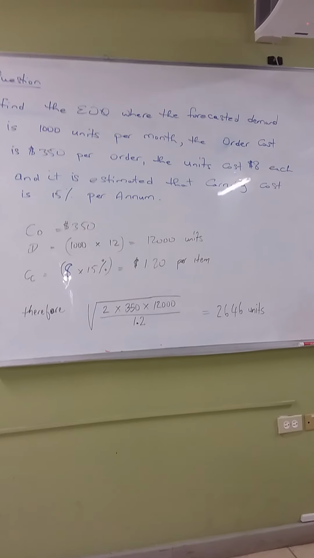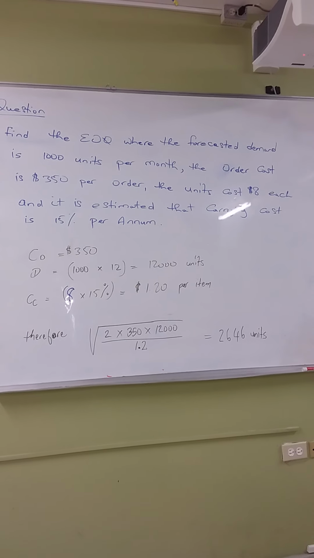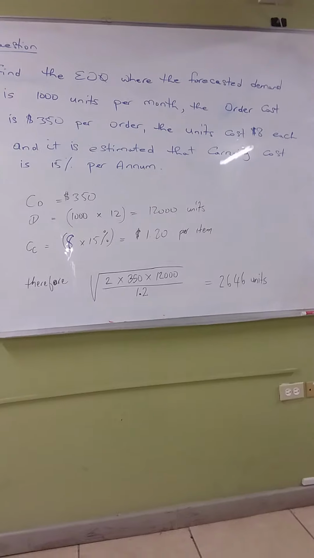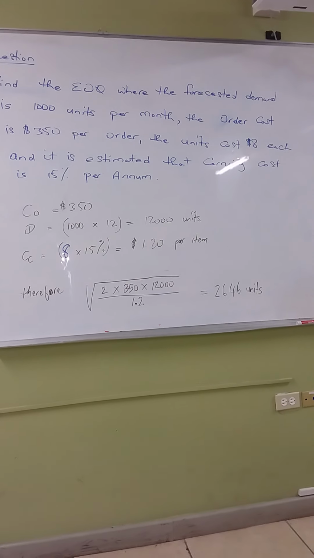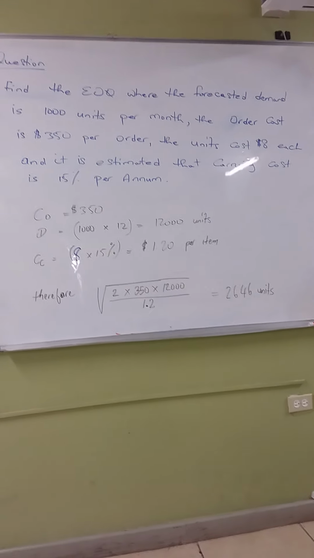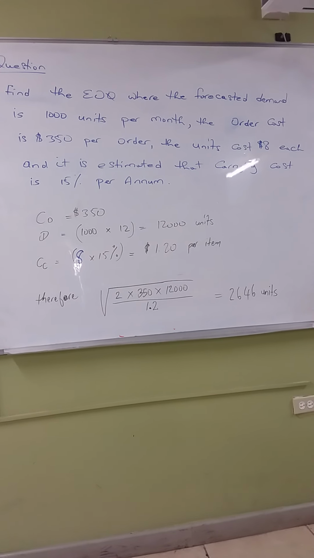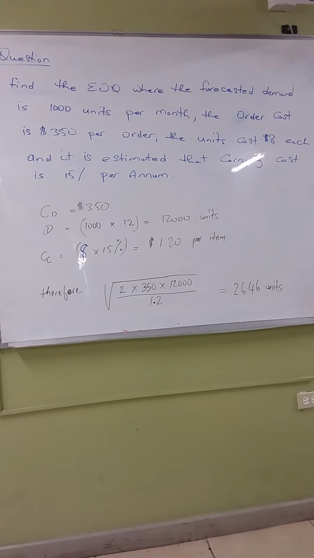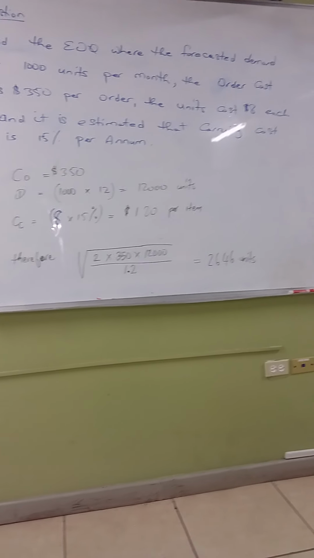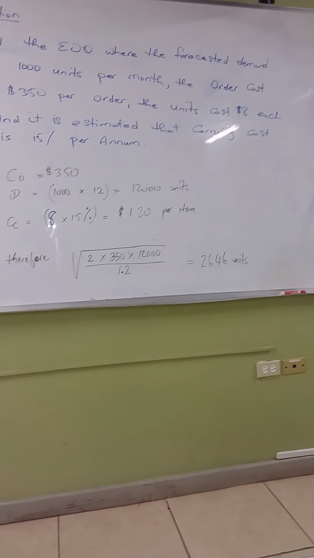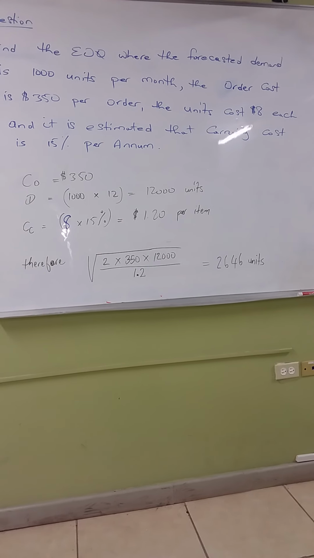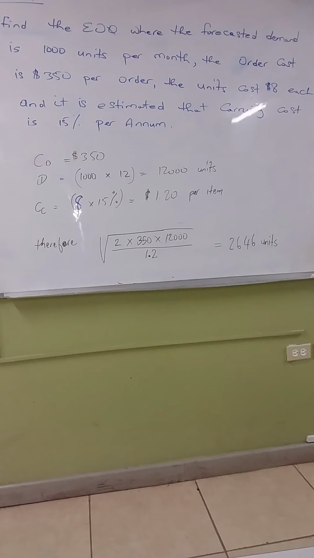It continues to say that it is estimated that the carrying cost is 15% per annum, meaning that the cost to carry those goods in your inventory is 15%. Again, find the EOQ, where the forecasted demand is 1,000 units per month, the ordering cost is $350 per order, the unit cost is $8 each, and the carrying cost is estimated at 15% per annum.